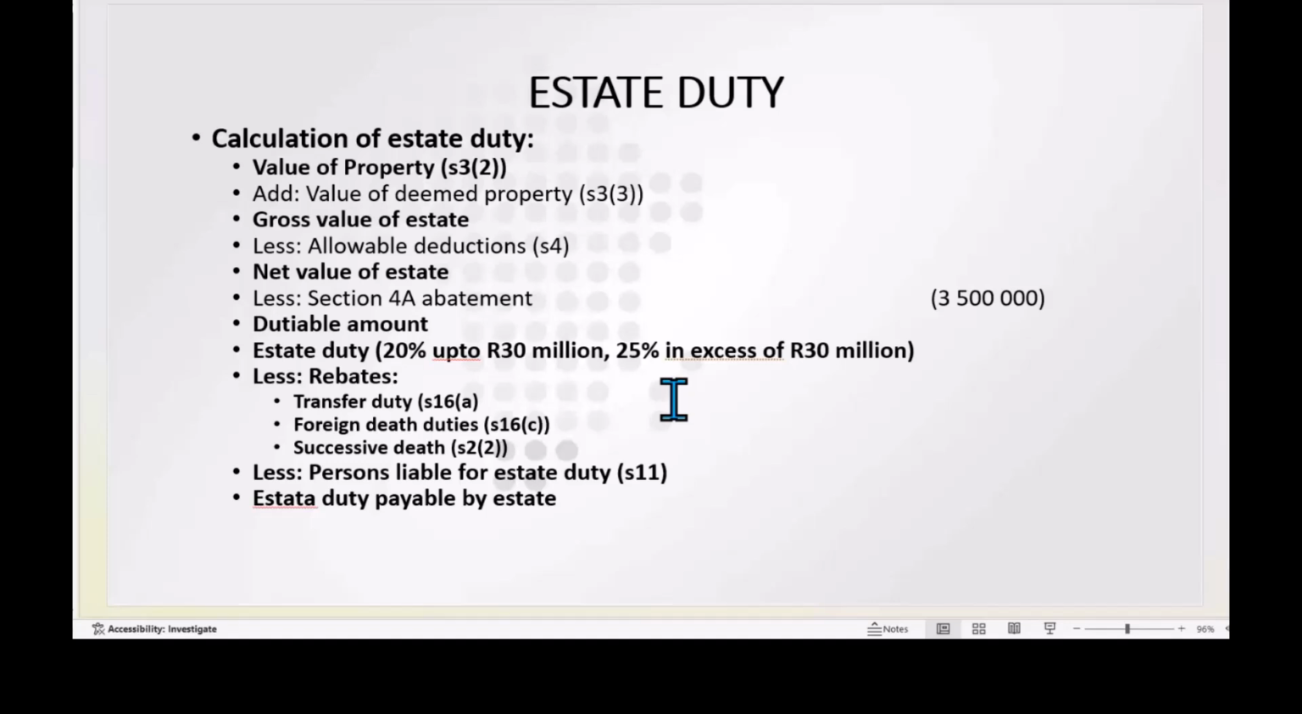Then you will have rebates that you can deduct. You can deduct your transfer duty in terms of Section 16A, any foreign death duties that were payable in terms of Section 16C, and then any successive death duty in terms of Section 22. Then you will deduct any estate duty that is being paid by your beneficiaries in terms of Section 11. Then that will be the estate duty that is payable by the estate. Okay, so this format you need to know so that you can do your calculation of estate duty.